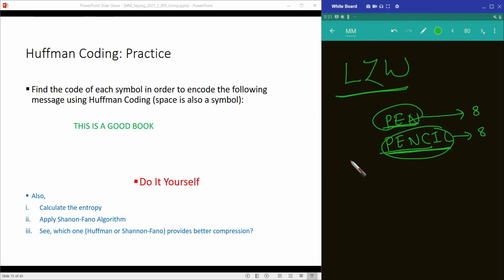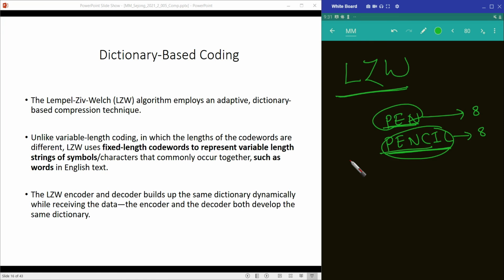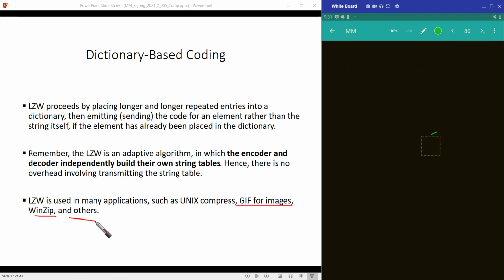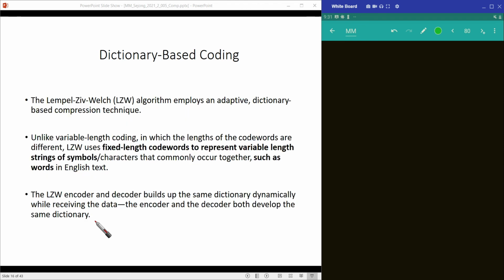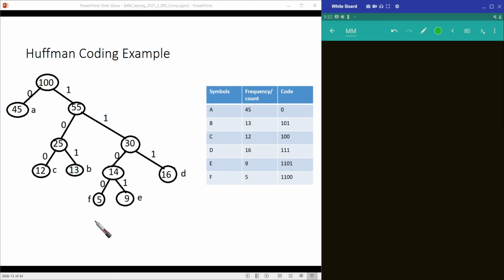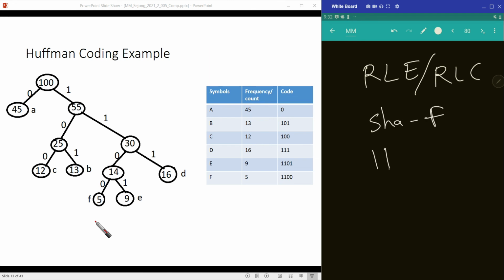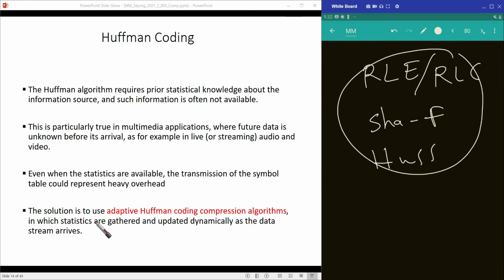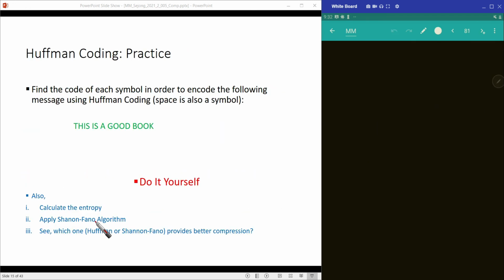Anyway, LZW is used in GIF images, WinZip, and many other applications, and we don't need to go into how it works. Just know the concept of variable length and fixed length coding, how the basic Shannon-Fano algorithm and Huffman coding work, what entropy is and its importance, and what we mean by compression ratio and how it works. These are some basic terminology that we used. And by the way, run length encoding, or run length coding, the Shannon-Fano algorithm, Huffman coding, all of these algorithms are basically lossless compression. We don't lose any information. So this is what I had for you for lossless compression techniques.